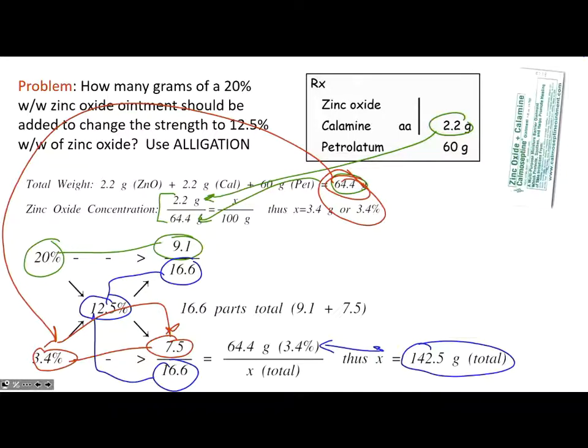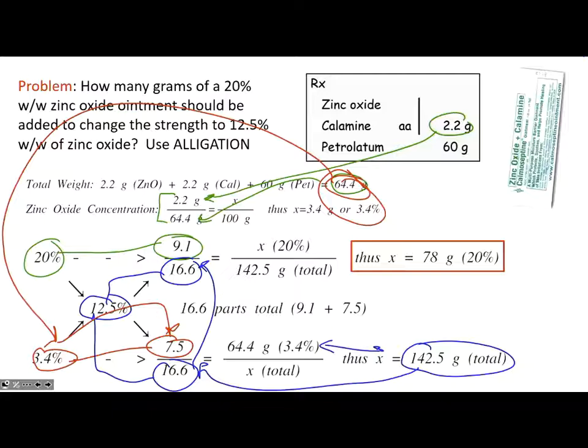All right, so I want to make sure you understand this idea here. This 142.5 represents what parts? The 16.6 parts. Does that make sense? The total weight had 16.6 parts. And since that's the same total weight as that 16.6 parts, what I can do is use the upper formula now to say that 9.1 over 16.6 is equal to X over 142.5, because I now know that 16.6 parts represents 142.5. Solve for X, and you do get the weight of the 20%, which is 78.